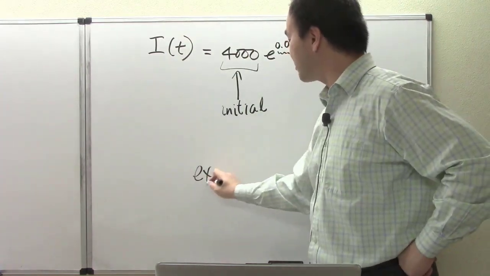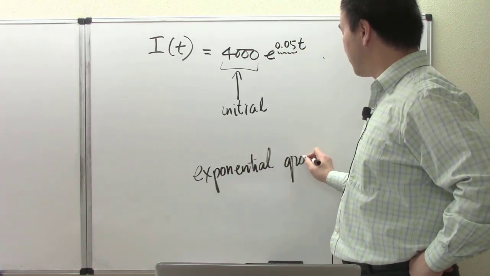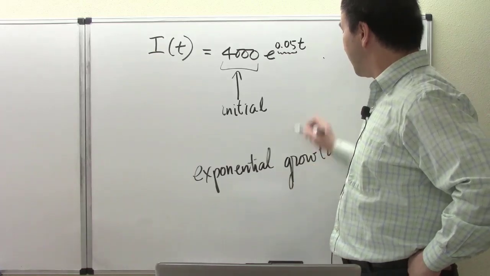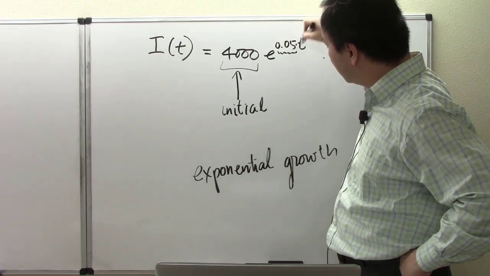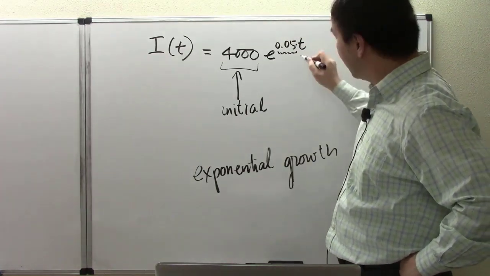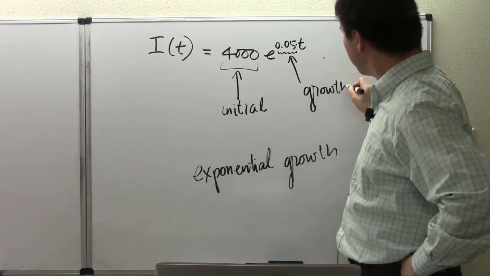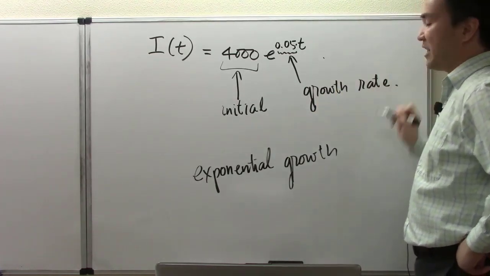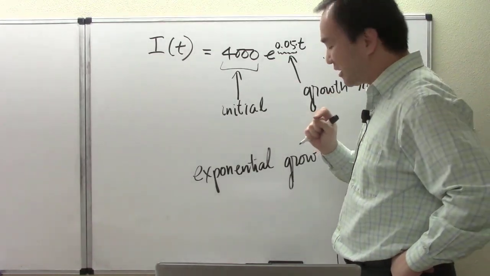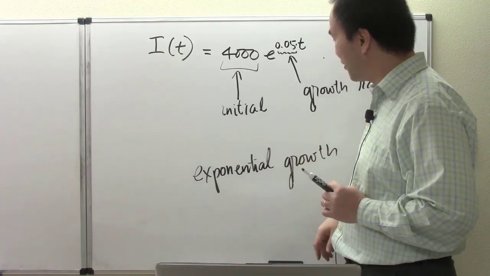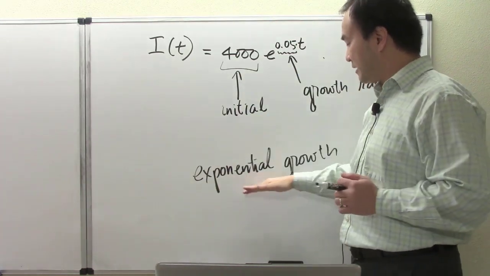This whole problem is referred to as exponential growth. This specific number attached to the t inside the exponent is referred to as the growth rate. It's a factor indicating how fast the growth is going. And since it's a positive quantity here, the whole problem is an exponential growth.